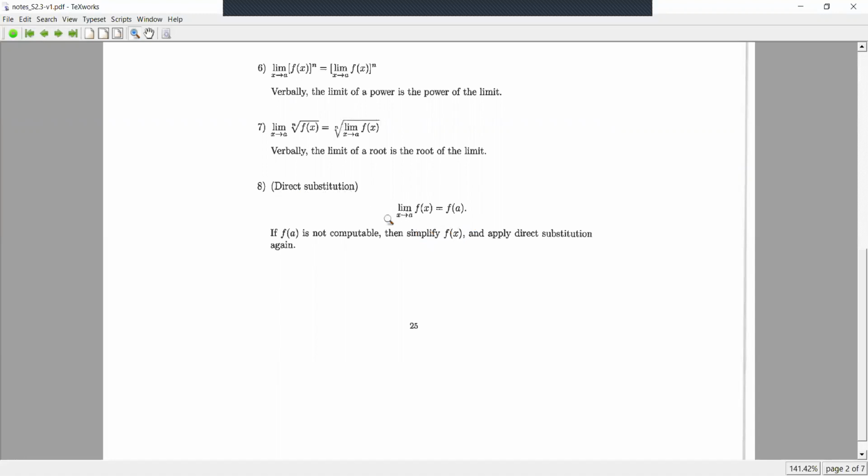This law says that to compute a limit is easy. Just directly plug in the point a in x. In other words, to compute a limit, we just need to compute the function value at the point a. Of course, the function may not be defined at the point a. When f of a is not defined or not computable, in that case, we need to simplify the function first, then apply this law again.